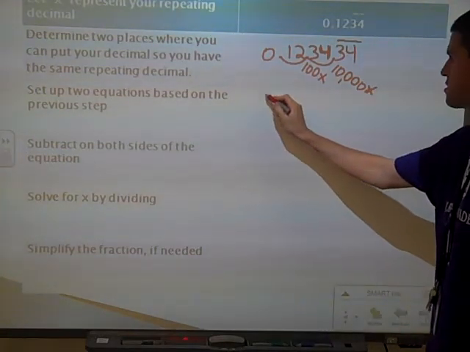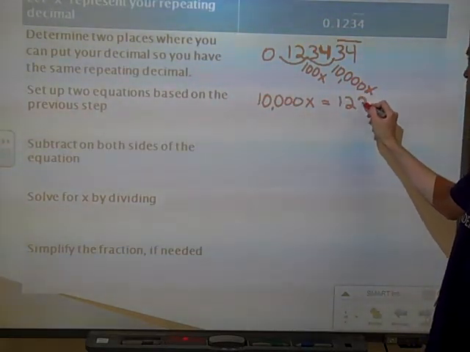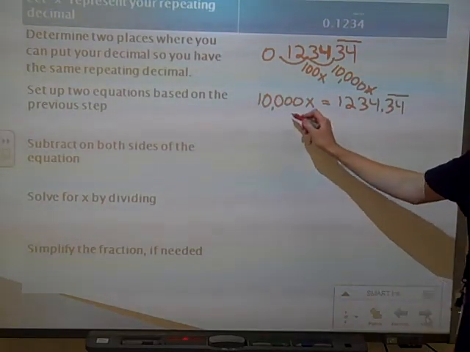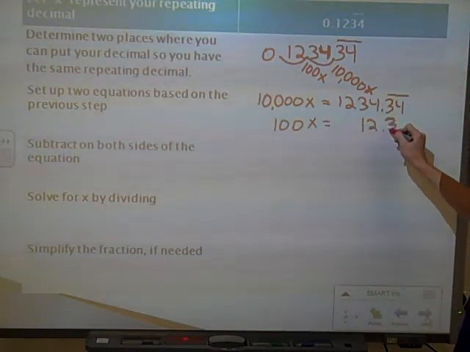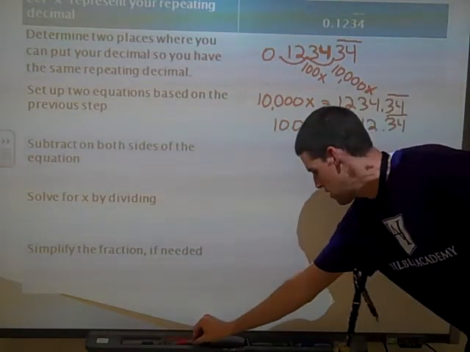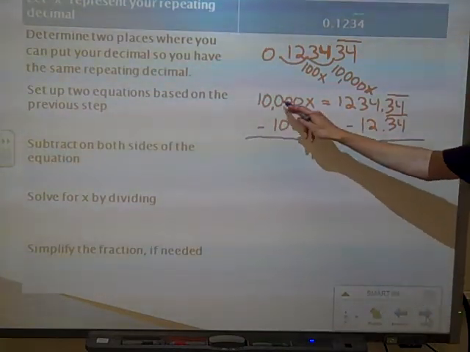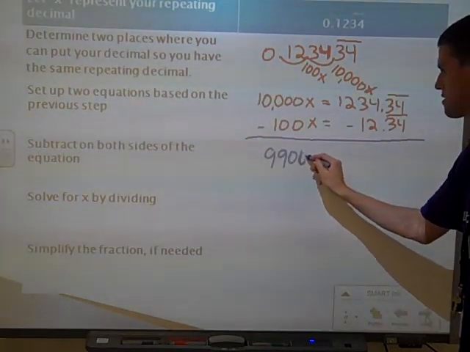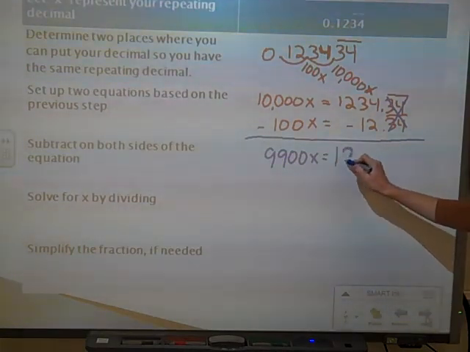So my two equations is going to be 10,000x is equal to 1,234.34 repeated. And then 100x is going to equal 12.34 repeated. I'm going to go ahead and subtract the two of them now. Again, 10,000x minus 100x is going to be 9,900x. I'm going to go ahead and cancel out on this side my repeating decimals. That leaves me with 1,222.